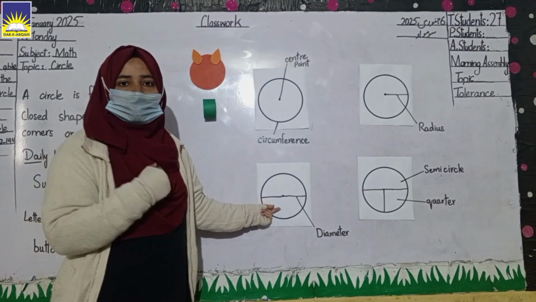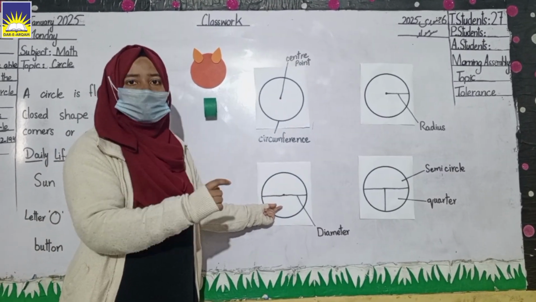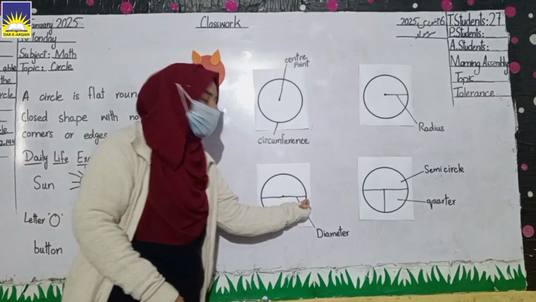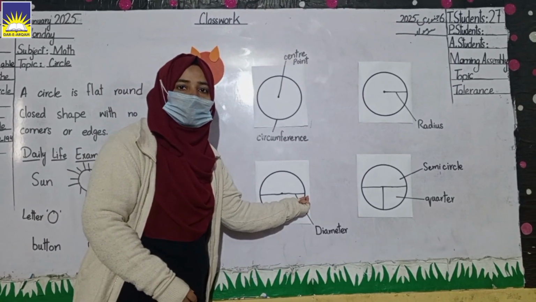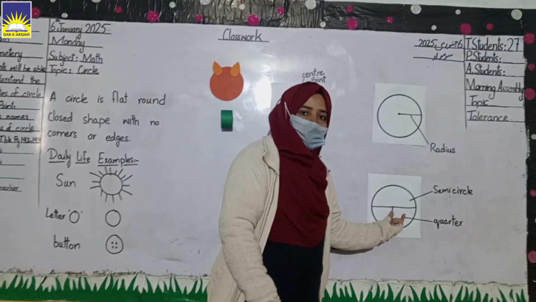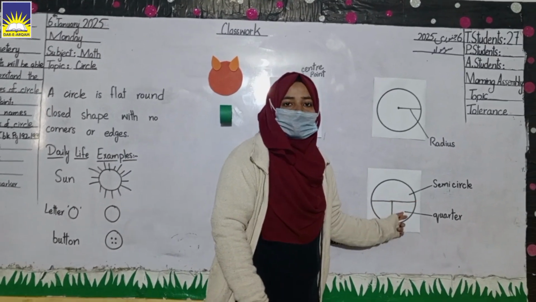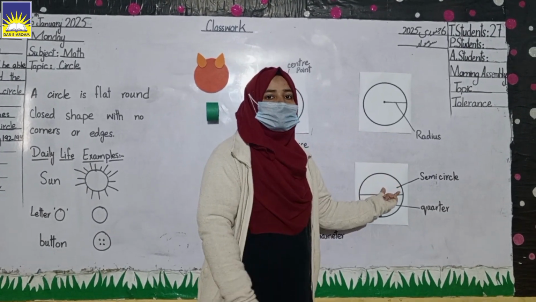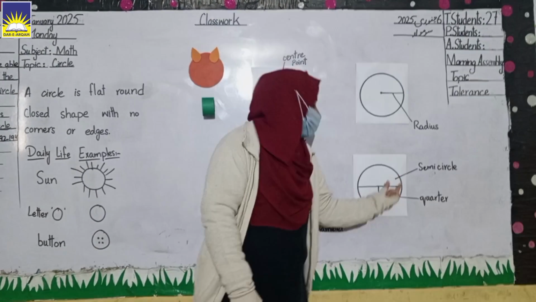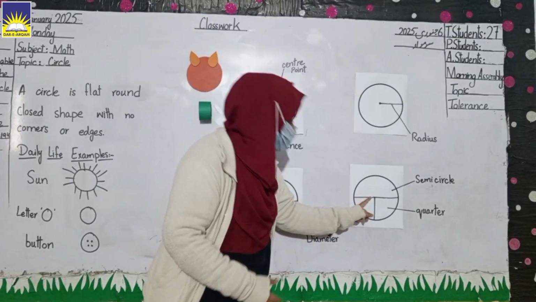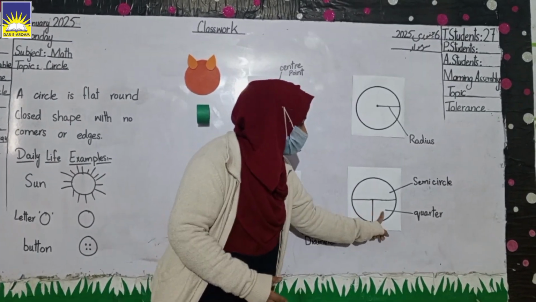The line that passes through the circle's central point from one point of the circumference to another point of the circumference is called the diameter. And now, the diameter cuts the circle into two parts. Each part is called a semicircle.